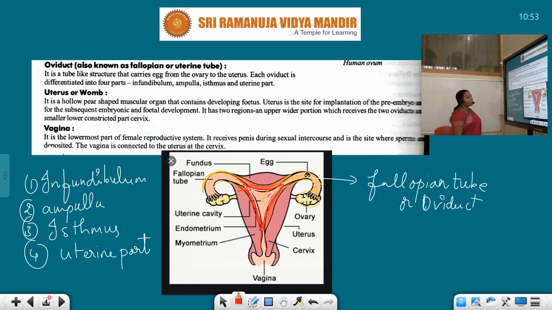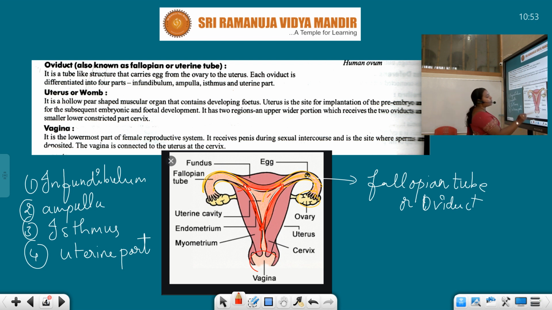Next important part is the vagina. It is the lowermost part of the female reproductive system. It receives the penis during sexual intercourse and is the site where sperms are deposited. The vagina is connected to the uterus at the cervix.